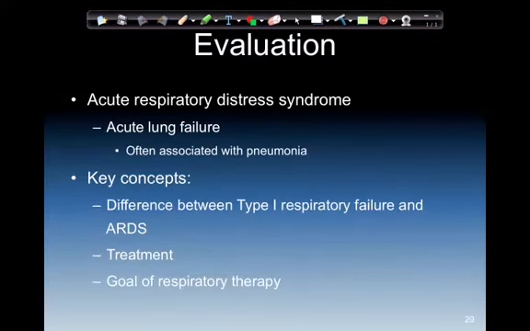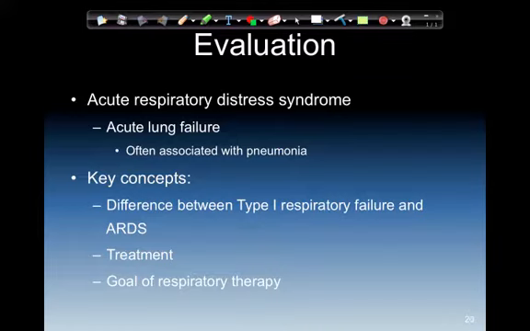Acute respiratory distress syndrome, acute lung failure, often associated with pneumonia. Key concepts on this. This is non-cardiac pulmonary edema. The difference between type 1 respiratory failure and ARDS is in ARDS, we have an increased permeability of the alveolar membrane, and this is what results in acute pulmonary edema. Treatment includes aeration, continuous positive airway pressure, intubation, low volume ventilation, and positive end expiratory pressure.